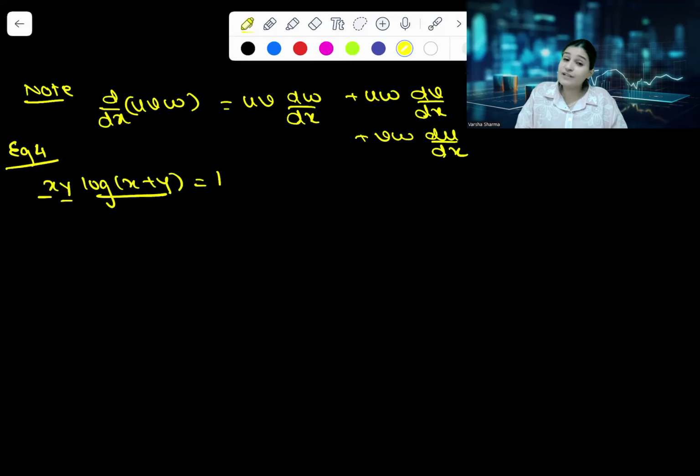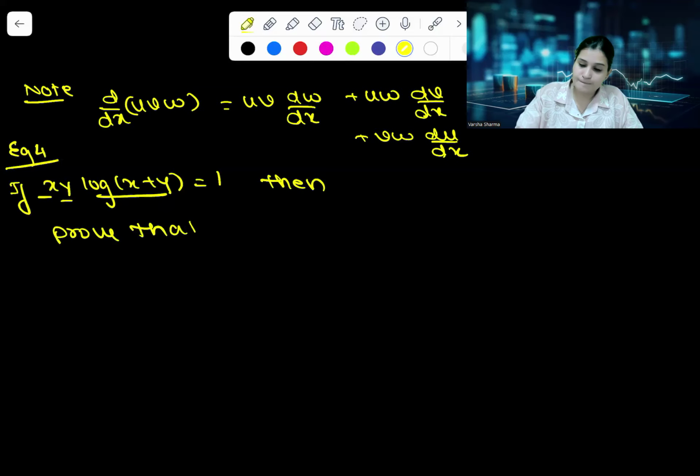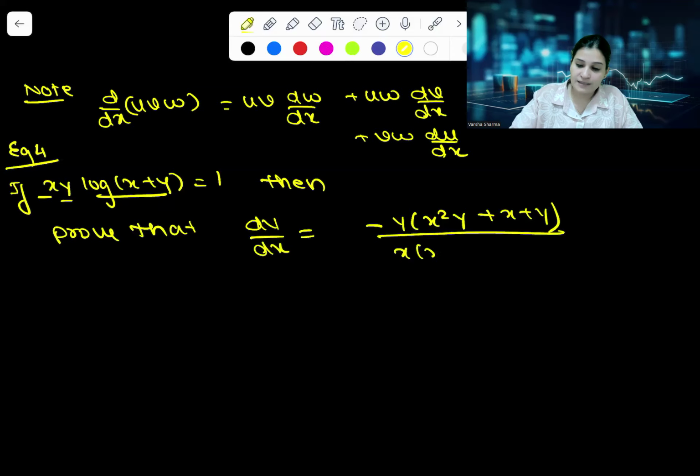But if it is only dy by dx, fine, but if it is a prove that question, then prove that dy by dx equal minus y x square y plus x plus y, x xy square plus x plus y. Can you see a logarithm term in the proof that?